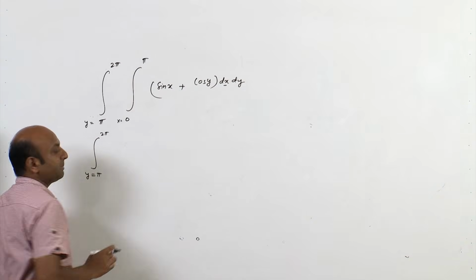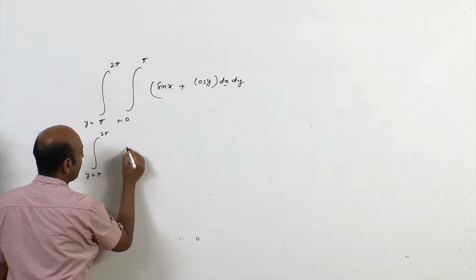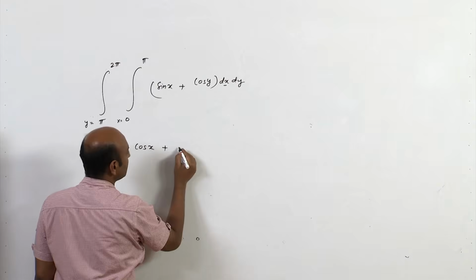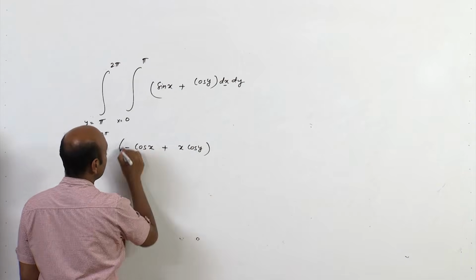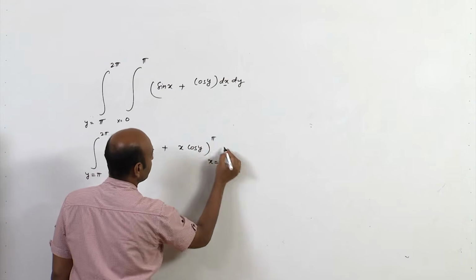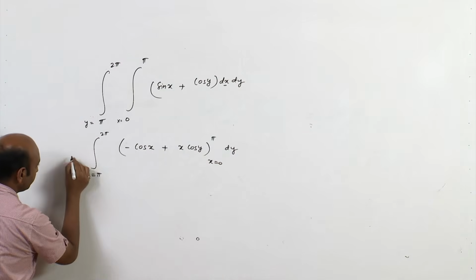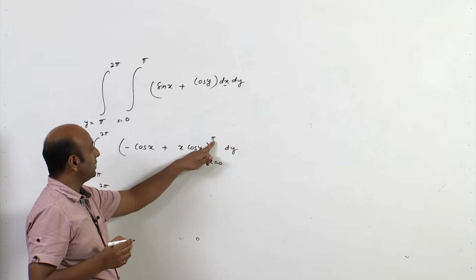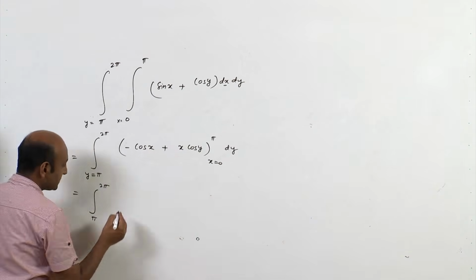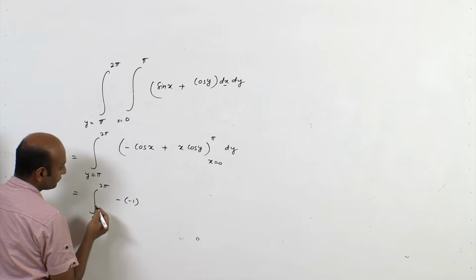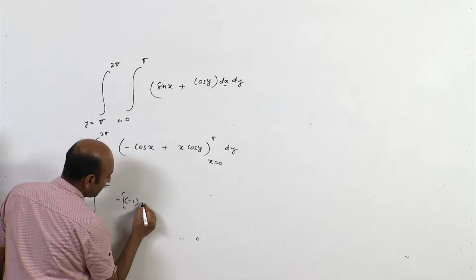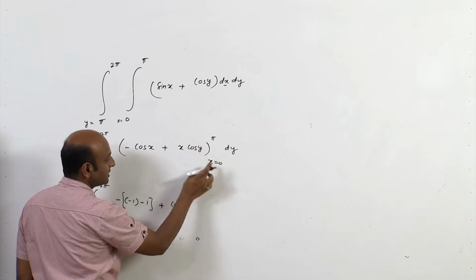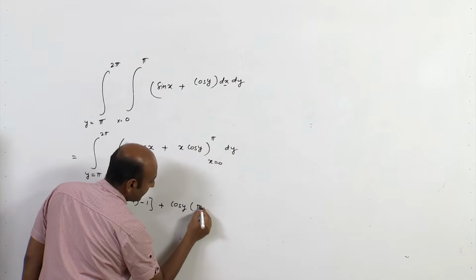Now, you integrate with respect to x keeping y constant. So, the integral of sin x is minus cos x, plus the integral of this is x cos y, and x is varying from 0 to pi, dy, with y from pi to 2 pi. Now, you substitute x equal to pi. It is minus 1, upper limit minus lower limit, minus 1, then cos y comes out because we are taking y as constant. These are limits for x. You take x equal to pi and then x equal to 0.